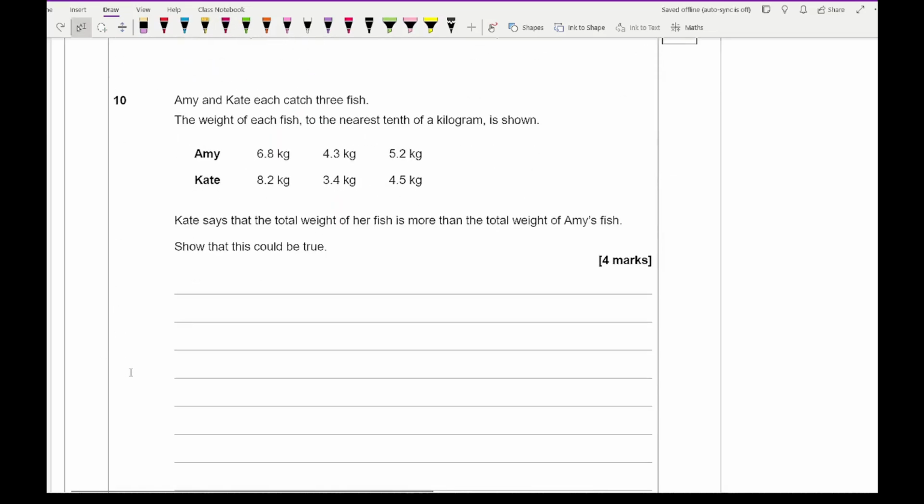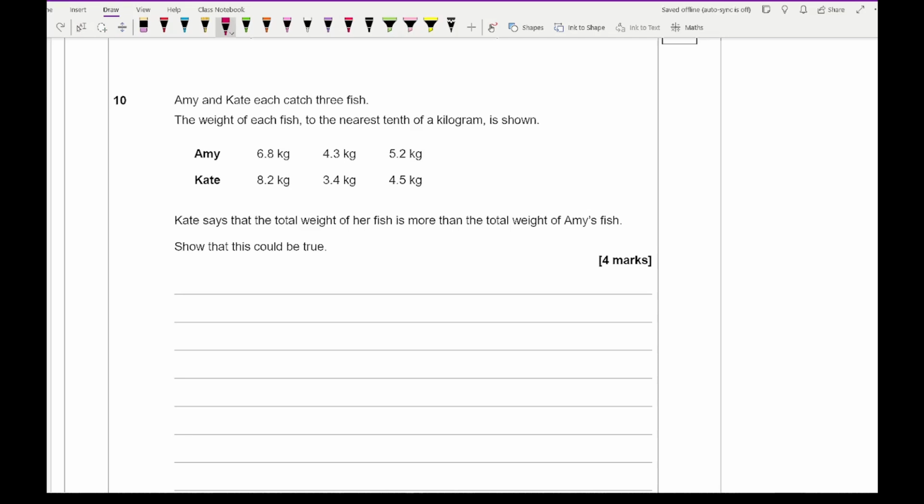Then for question 10, it says Amy and Kate each catch 3 fish. The weight of each fish to the nearest tenth of a kilogram is shown. Kate says that the total weight of her fish is more than the total weight of Amy's fish. Show that this could be correct. So for this, what you want to do is work out the upper and lower interval, the error intervals for both Amy and Kate.